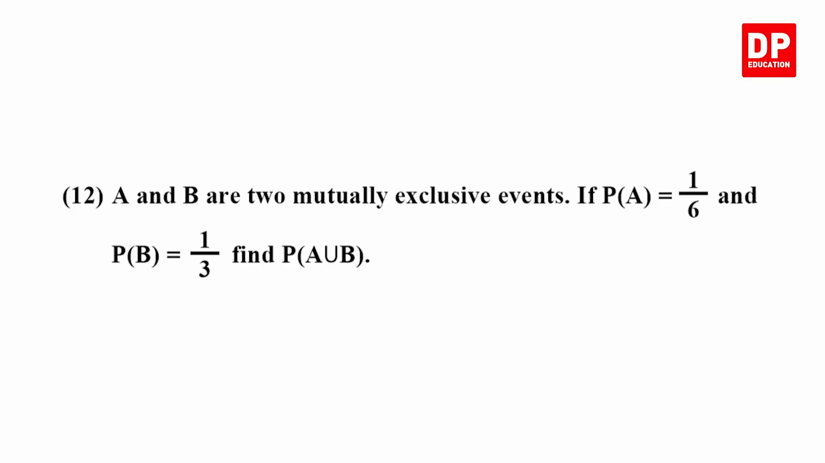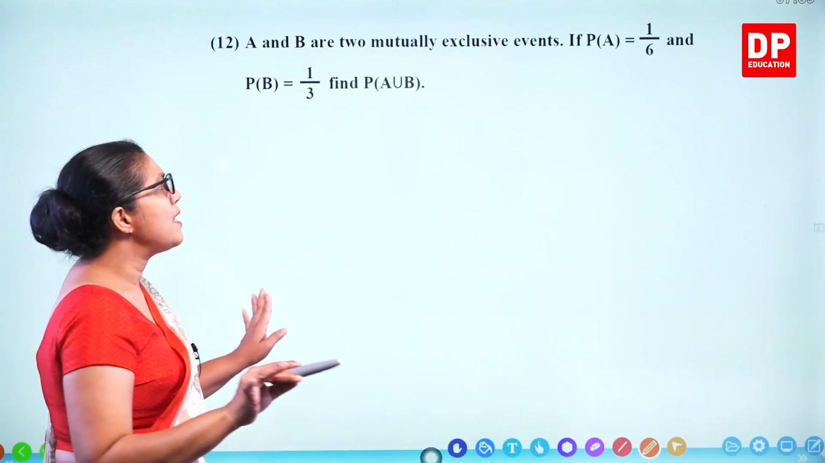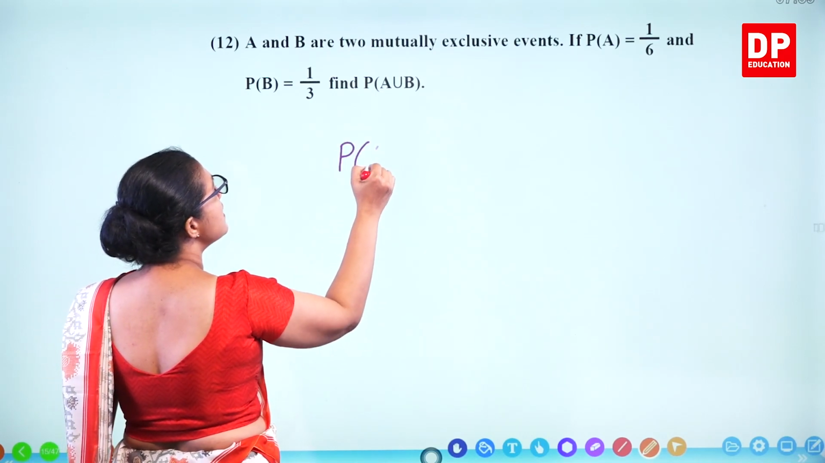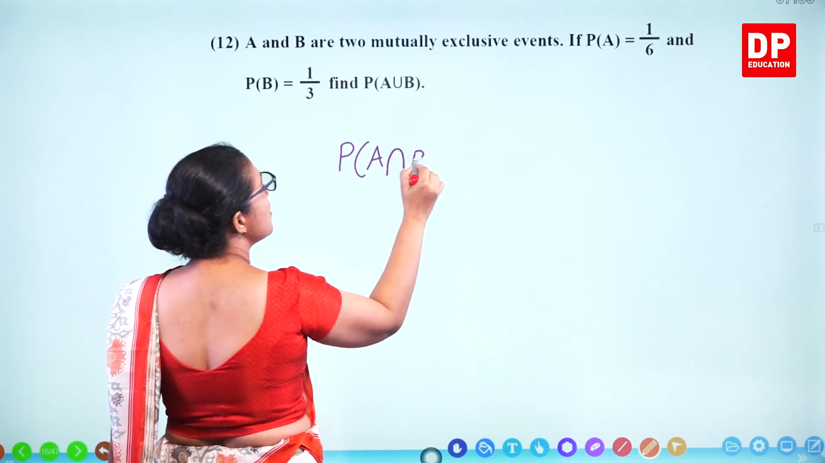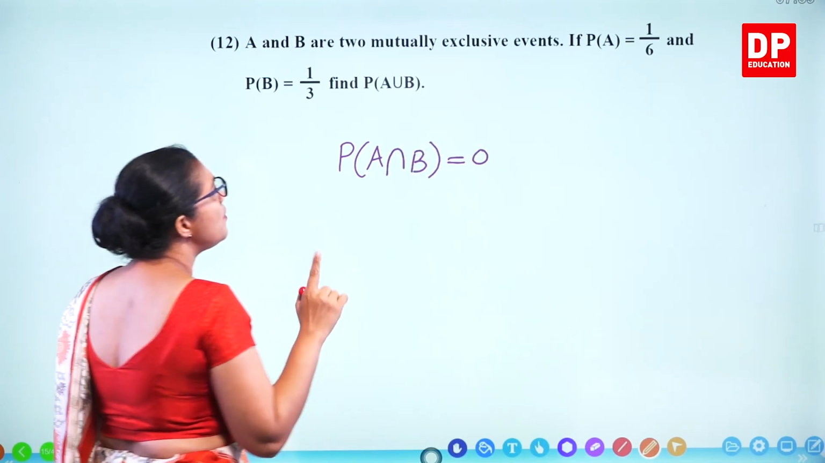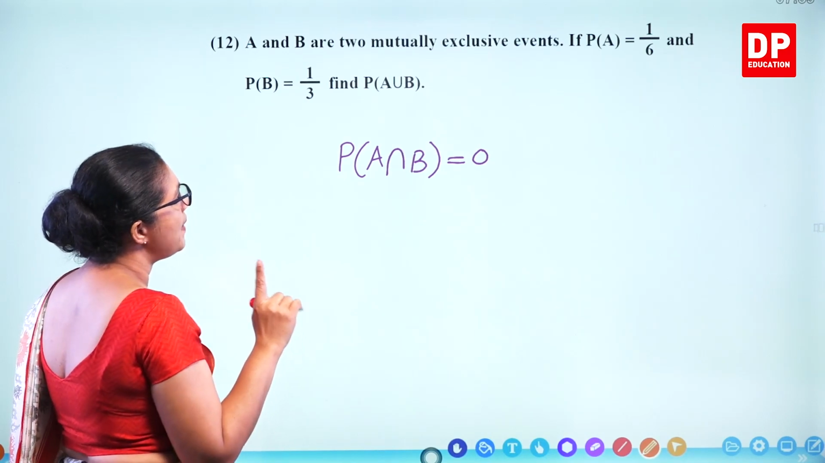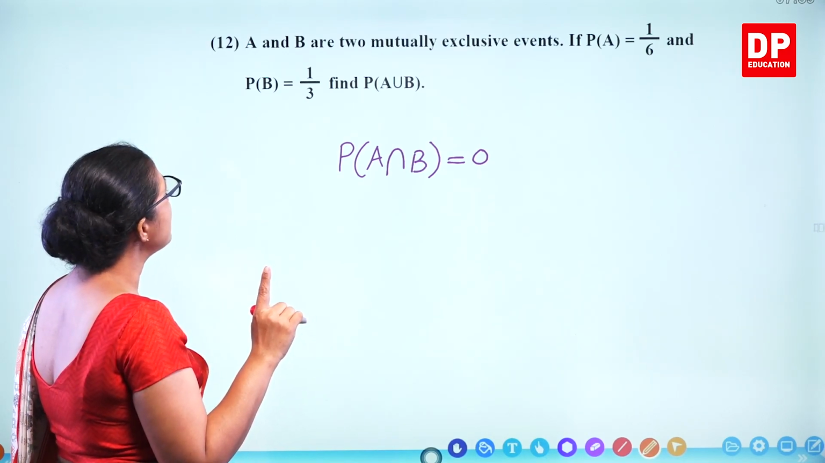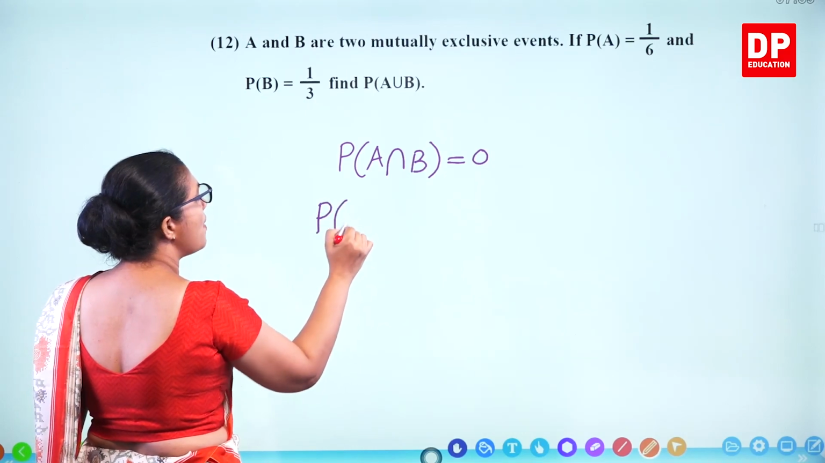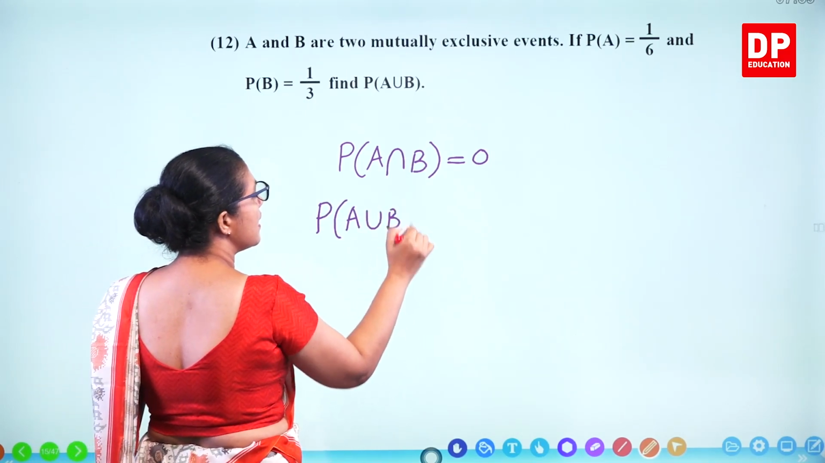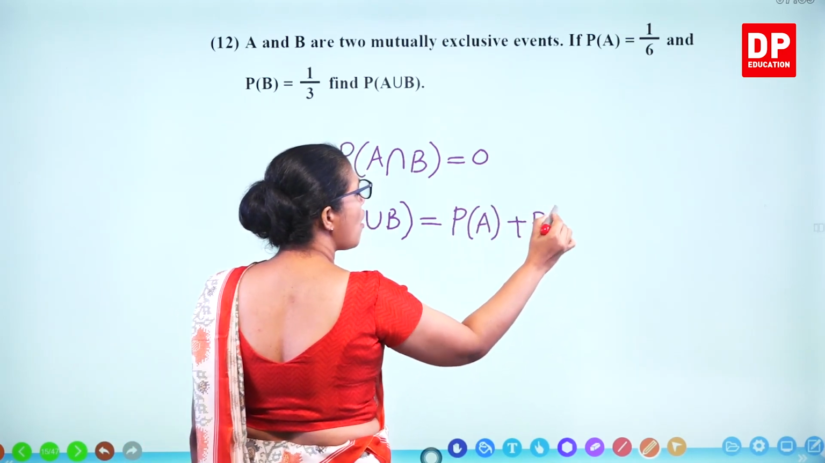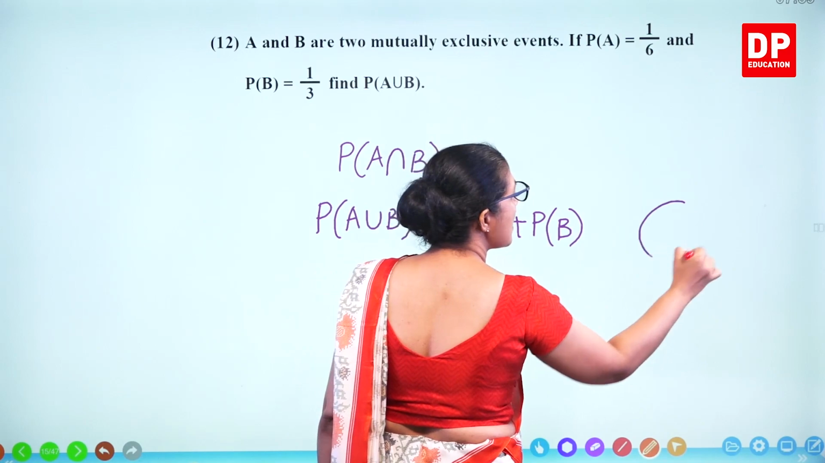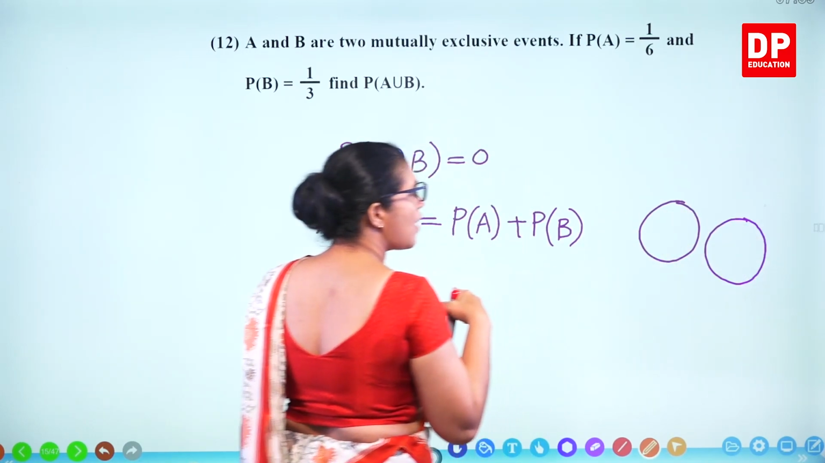Question number 12. A and B are two mutually exclusive events. Mutually means no intersection. So probability of A intersection B, not union, is 0. Mutually exclusive events, and P(A) is 1 over 6 and P(B) is 1/3. What is probability A union B? What's the formula for union? Probability of A plus probability of B. If the two circles are separated, you don't have to subtract the intersection.